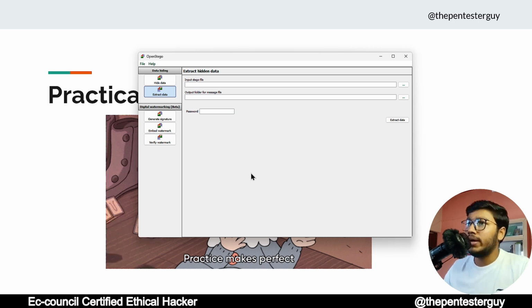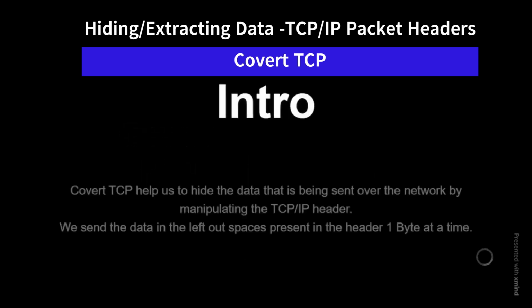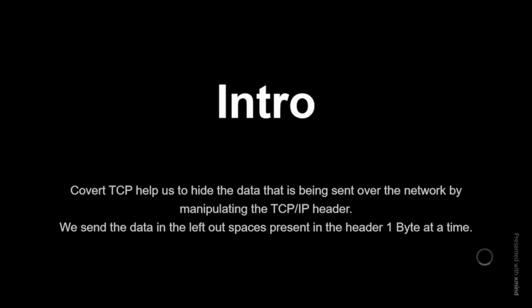So let's move on. A basic intro about covert TCP. What is covert TCP? Covert TCP helps us hide the data while we transfer it from one destination to another by manipulating the TCP IP headers. In the spare space present in the headers, we append our data 1 byte at a time, so that any tool that is sniffing the traffic cannot identify that any payload or data is being sent in the traffic.